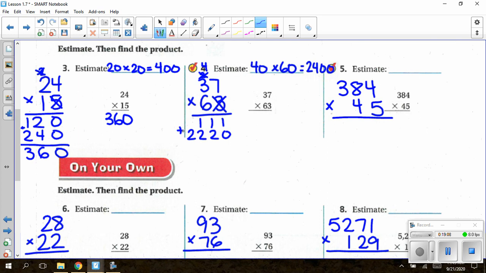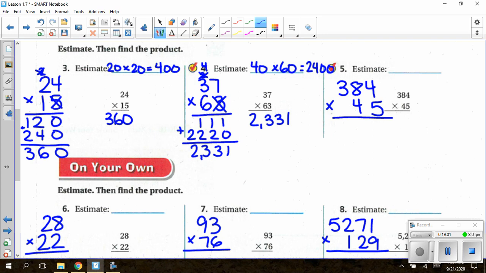And now I'm going to add those partial products together. 1 plus 0 is 1. 1 plus 2 is 3. Again, 1 plus 2 is 3. And bring down my 2. So my answer for number 4 is 2,331, which is very close to my estimate, so I know my answer is reasonable.